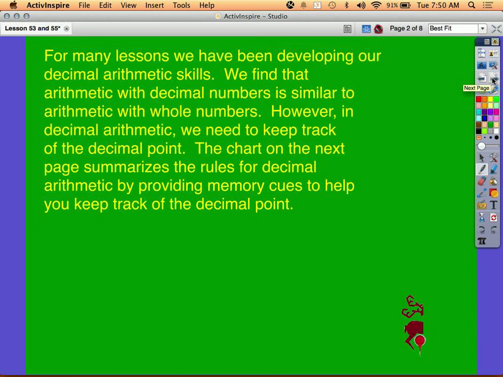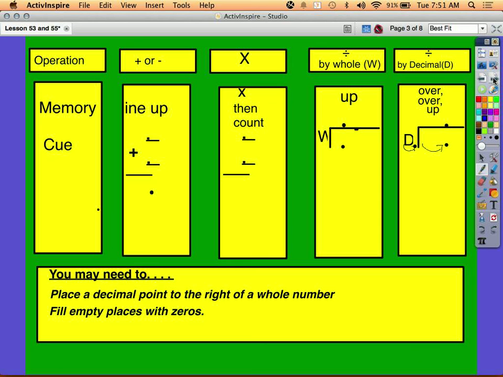And for many lessons, we've been developing our decimal arithmetic skills. We find that arithmetic or math with decimal numbers is similar to math with whole numbers. However, with decimals, we need to keep track of the decimal point. So the chart on the next page summarizes the rules for decimal arithmetic by providing memory cues to help you keep track of the decimal point.